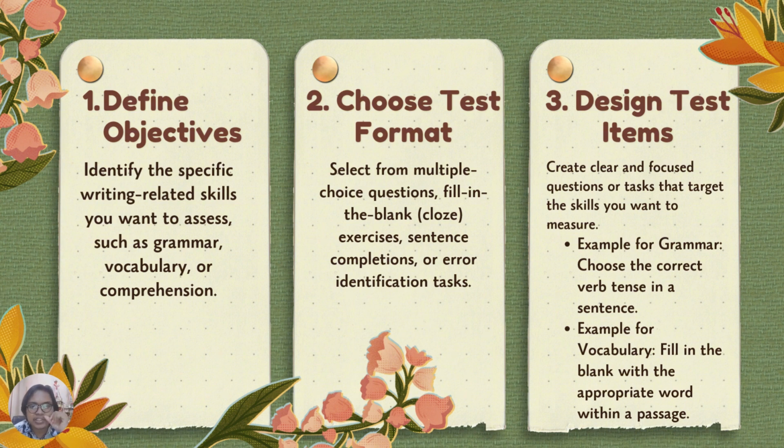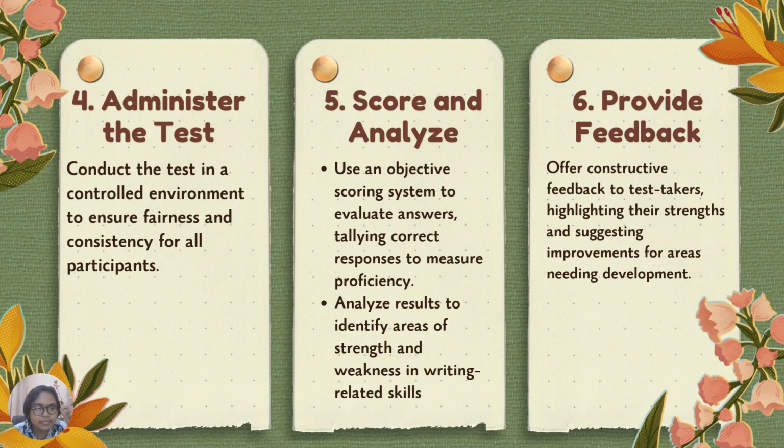Number three is design test items. Create clear and focused questions or tasks that target the skills you want to measure. For example, for grammar, choose the correct verb tense in a sentence. Next would be for the vocabulary. Fill in the blanks with the appropriate words within the passage. Number four, administer the test. Conduct the test in a controlled environment to ensure fairness and consistency for all participants.